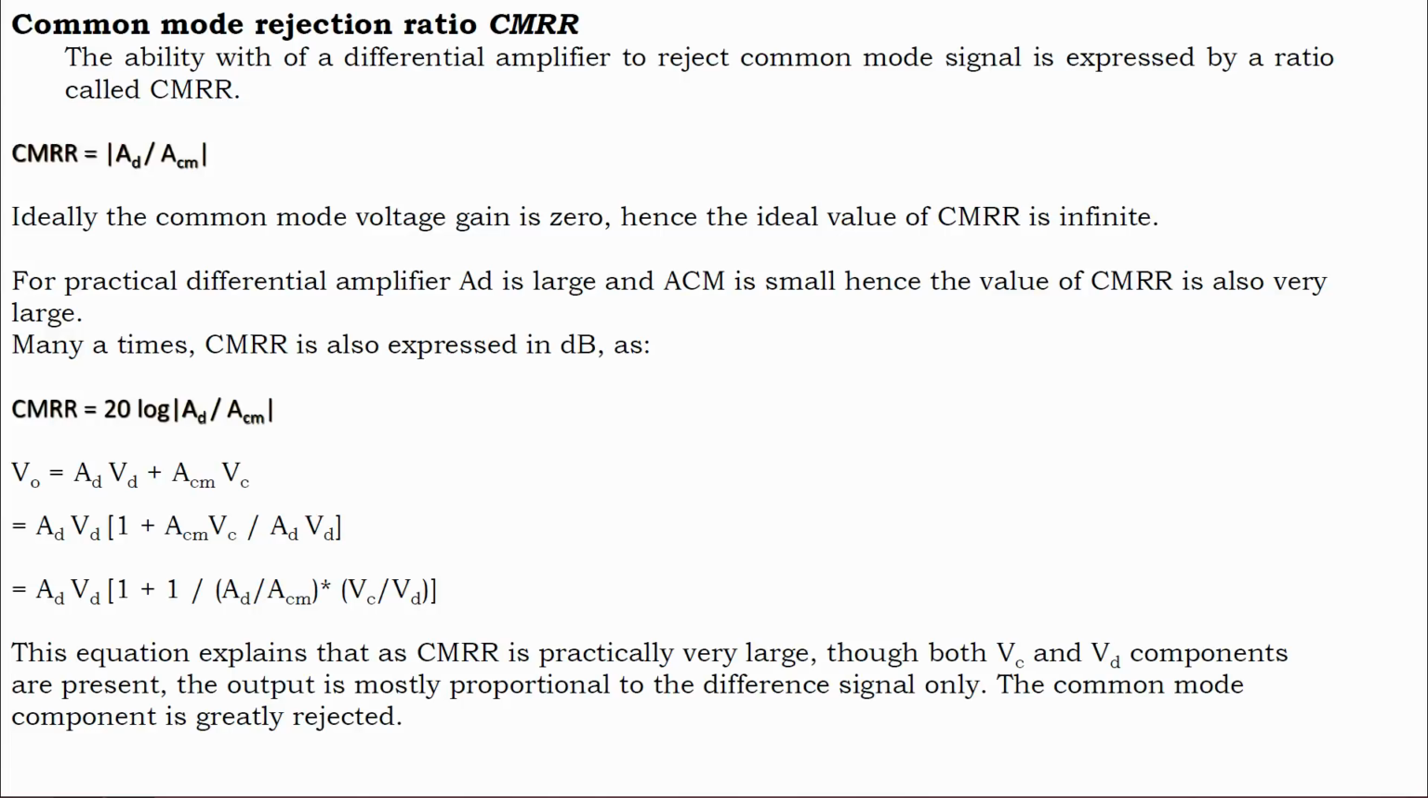The CMRR ideally should be infinite, but practically you will see that AD is large and ACM is small, hence CMRR is also very large. And many times you will also see that CMRR is expressed in decibels.